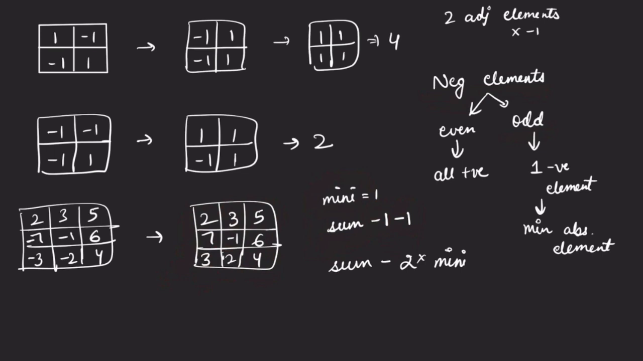So if the negative elements are even, then sum will be our answer. If it is odd, then sum minus 2 into mini will be our answer, where mini is the minimum absolute element of the matrix, right? So I hope you got it. So let's quickly code it out now.